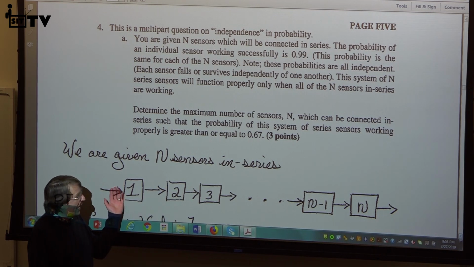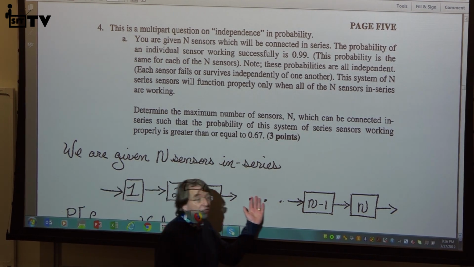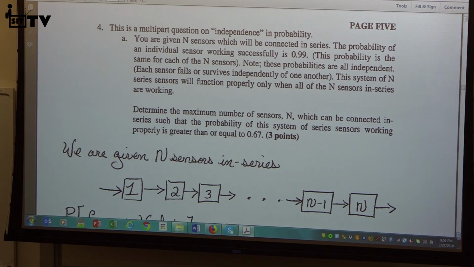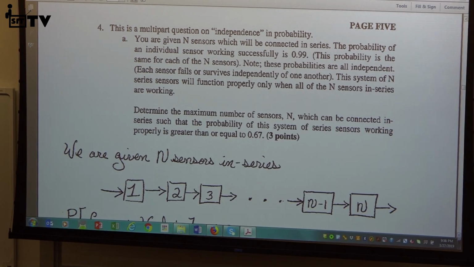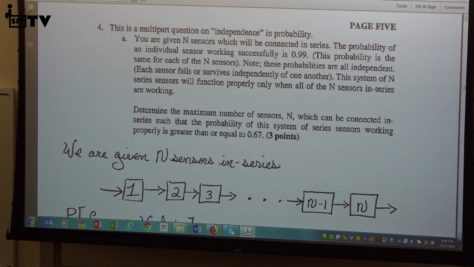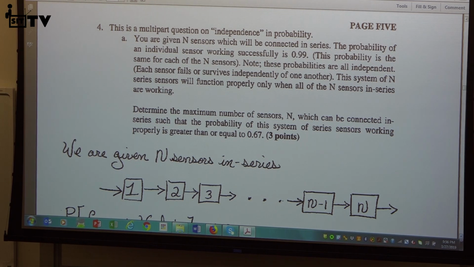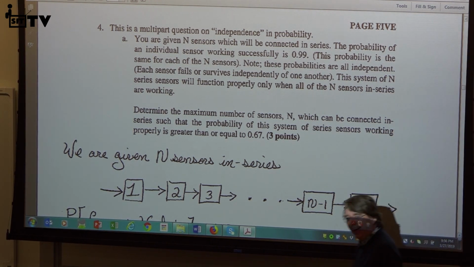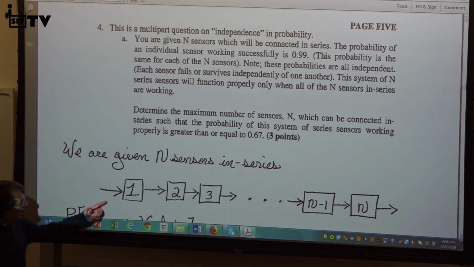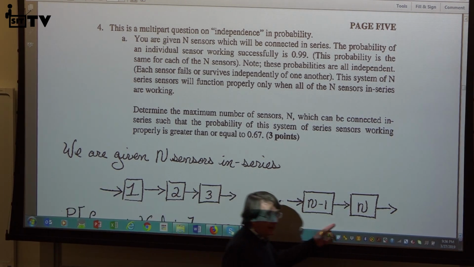Because the only way this series system works is if all of them work. It's like the Christmas tree lights. Right? One light in a chain doesn't work, that's it. In the old ones. I'm showing my age here, Matt, I'm sorry. All right? So, how big can n be?